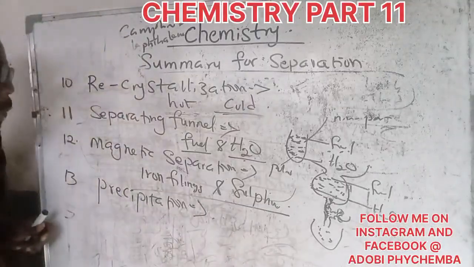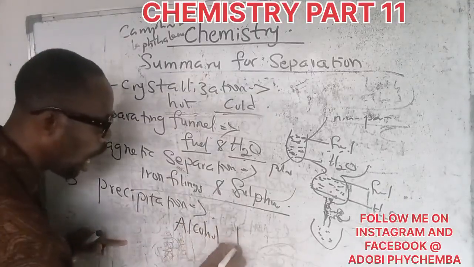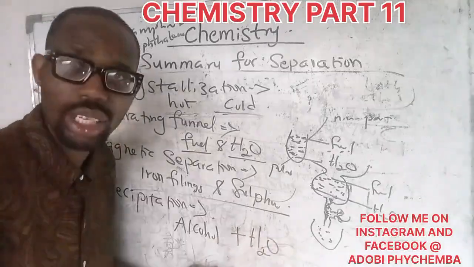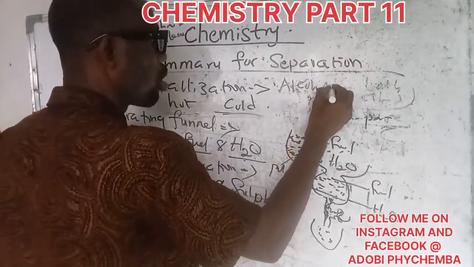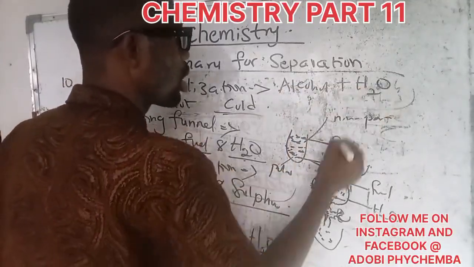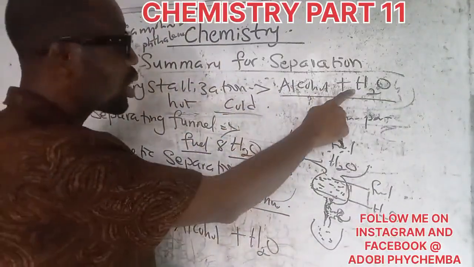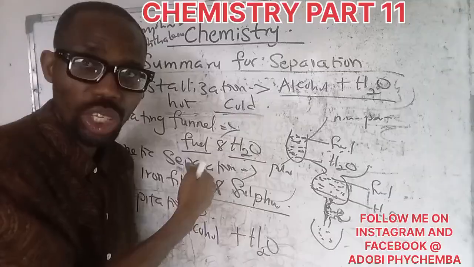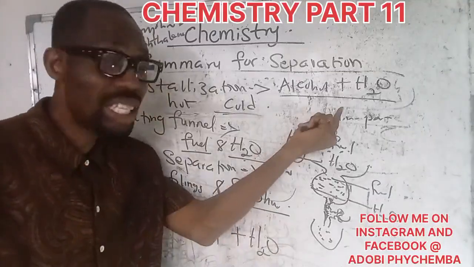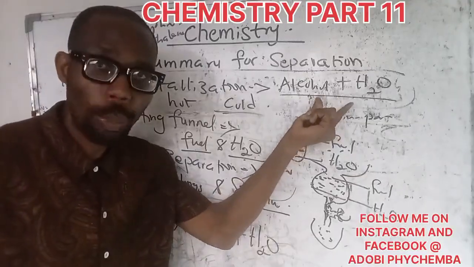For example, alcohol and water. Follow me, they are mixable. Don't forget that we separate alcohol and water using distillation. They are mixable, which is why the distillation method is the best way to separate these two.